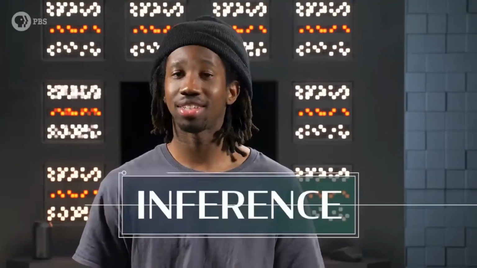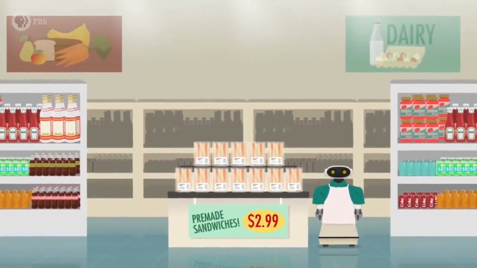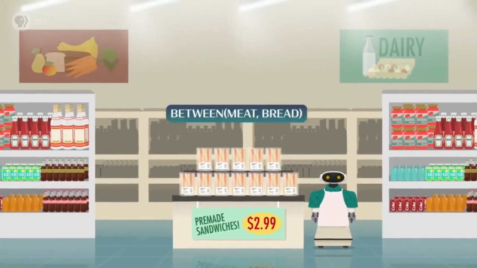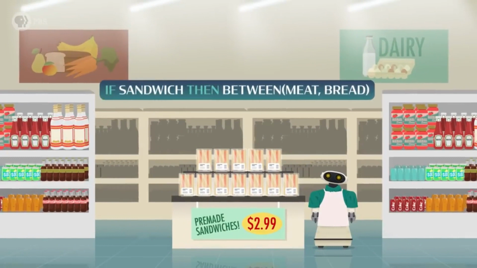This process of coming up with new propositions and checking whether they fit with the logic of a knowledge base is called inference. For example, the knowledge base of a grocery store might have a proposition that sandwich implies between meat, bread, or if sandwich, then between meat, bread. Meat and bread are the symbols, and between is the relation that defines them. So basically, this proposition is defining a sandwich as a symbol with meat between bread.